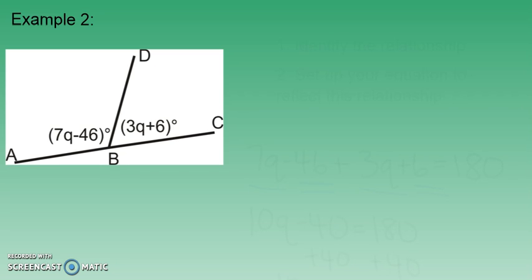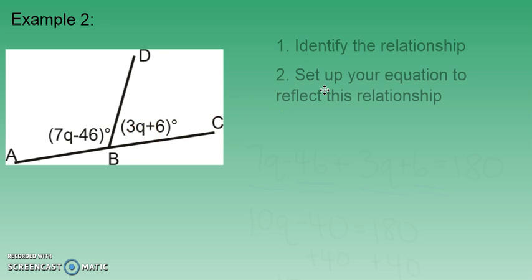And then our last example, now we're throwing some algebra in this. This is going to be a reoccurring theme throughout geometry. We'll have a certain relationship, and then we will have some algebraic expressions thrown in the diagram, and then we need to use the relationship to set up an equation. So looking at this diagram, what type of angles do I have? These are a linear pair. They're supplementary. So I know that angle ABD and angle CBD add up to 180 degrees. Like I said, first thing you want to do is identify the relationship, and then second, set up your equation to reflect this relationship.